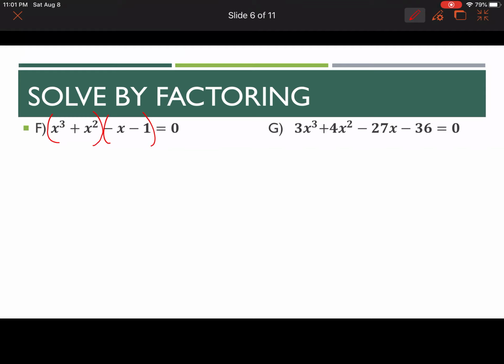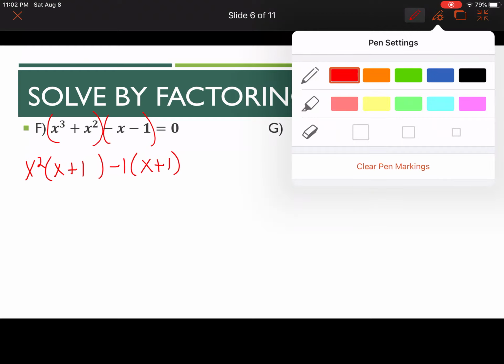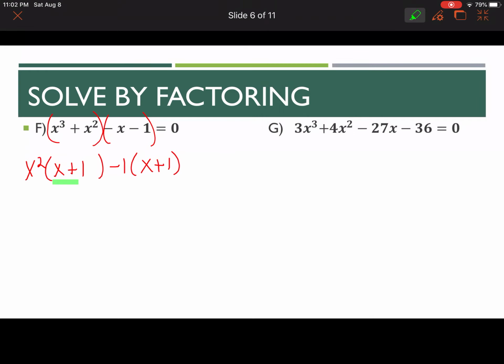When I look at my first group, what is the greatest common factor that I can take out of x cubed and x squared? And that is x squared. So when I take out an x squared, that means I'm dividing these two by x squared, and I'm left with an x plus 1. My second group has a GCF of negative 1. So I'm left with x plus 1. Now what's really important here is that you recognize that these match. Okay? They have to match. If they don't match, that means we did not take out the correct factor.